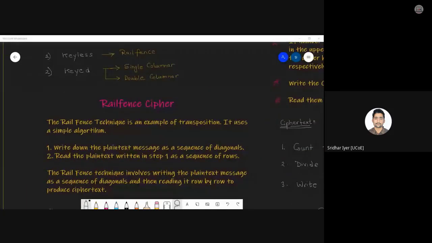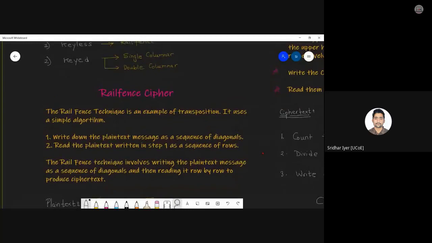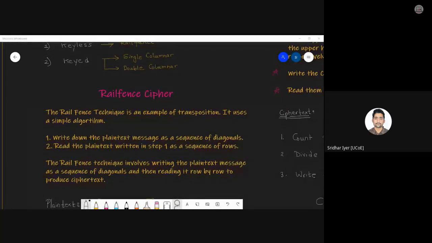Clear? So let's start with the rail fence cipher. Any idea? Have anyone of you performed this or studied about this? Has any one of you done this? Rail fence cipher?